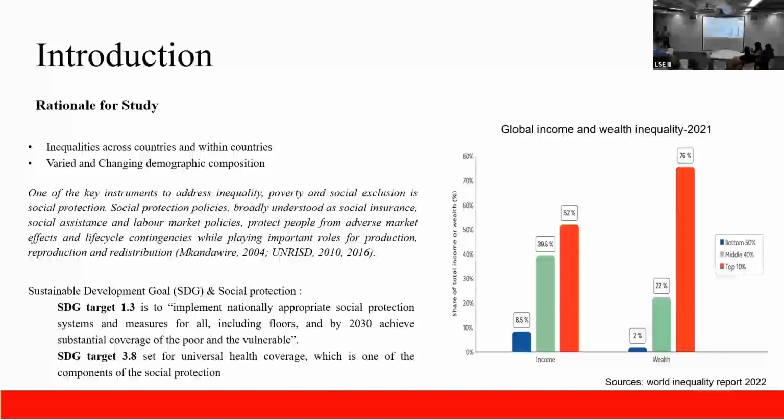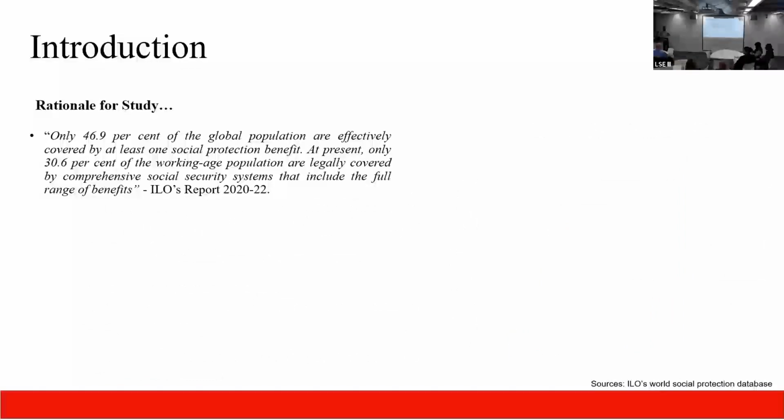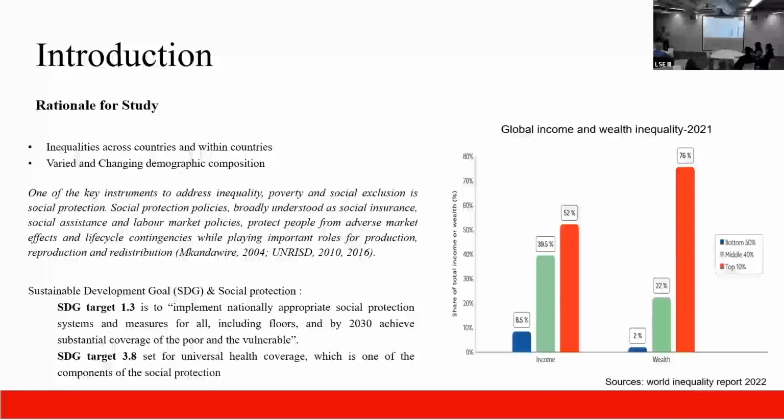Similarly, SDG target 3.8 also talks about social protection in a way, because it's about providing universal health coverage to all. So again, it's a part of the social protection which is to be extended across the globe. With this increasing importance of social protection, it's very important to understand where exactly social protection stands in terms of its coverage and its adequacy. And that's the reason why this study has been taken up.